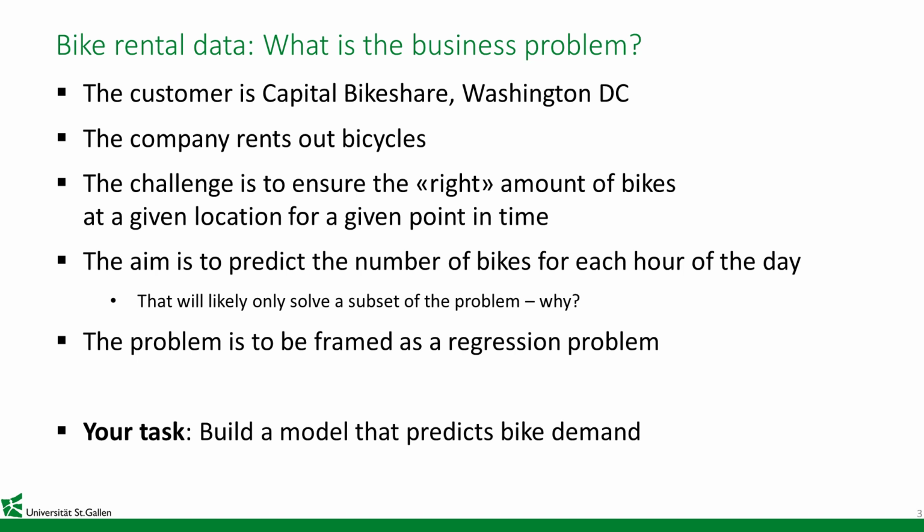This problem is framed as a classical regression problem where we need to predict a certain amount of bikes for a given set of covariates. We will see in the covariate section what our X variables are, that we have the season, the time, the temperature, the humidity, and the wind speed at that day. Given those X variables, so given those predictors, we want to form an estimate on how many bikes are needed. Our task therefore is to build a model that predicts the bike demand given those X variables.